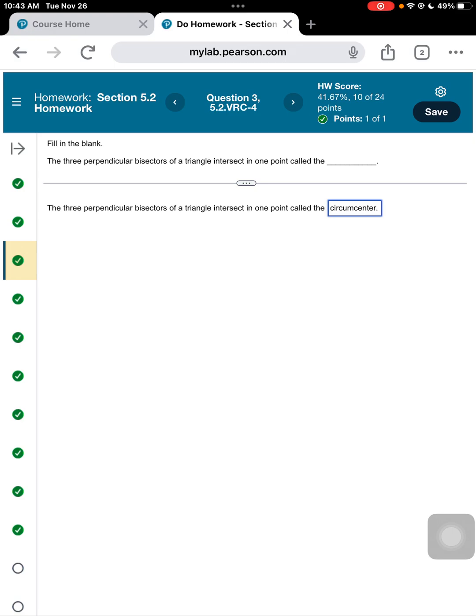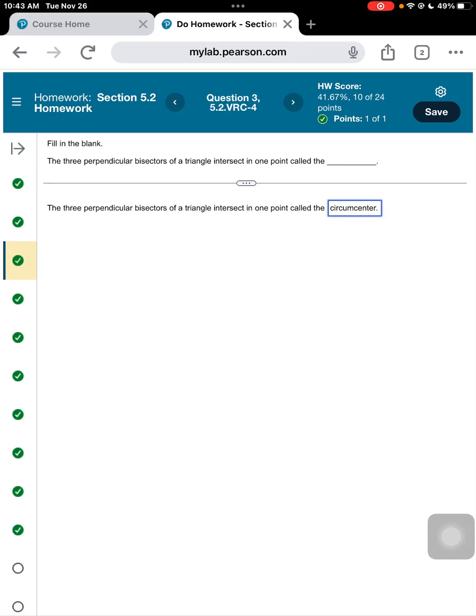Okay, let's start from the beginning. Your circumcenter is the point of concurrency of your perpendicular bisectors. That circumcenter is equidistant to the vertices of your triangle. Why? Because there's an invisible circle circumscribing that triangle. And that circumcenter is the center of that circumscribing circle.